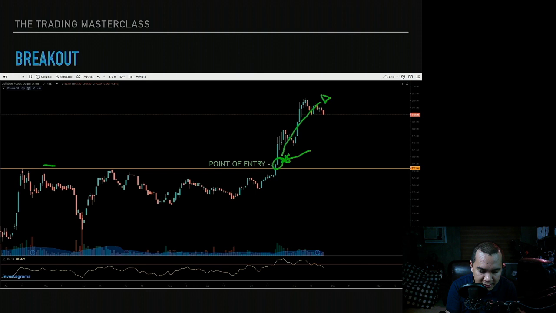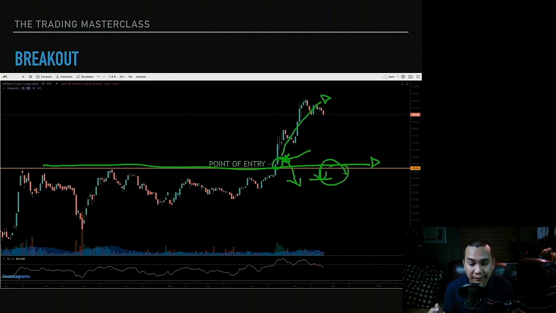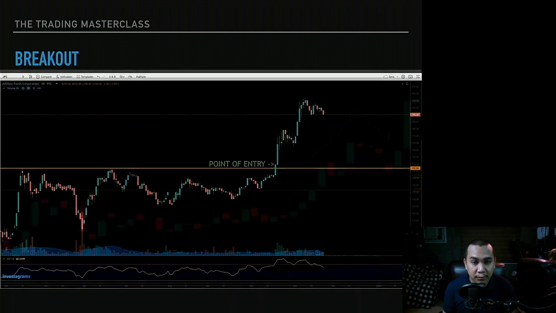And this resistance will tend to become your support. So support meaning that is your risk. If ever the breakout fails and goes down, you just cut your losses at around this area below the support. So you have to cut loss. That's a different video, but basically I'm just teaching you the entry points right here.